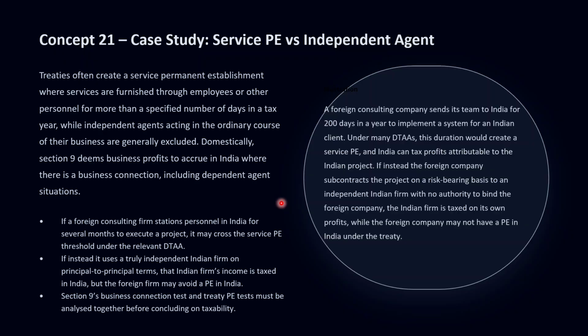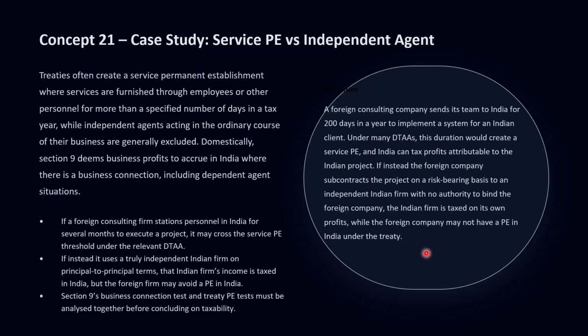if the same foreign firm appoints a genuinely independent Indian firm on a principal to principal basis, I mean with no authority to bind the foreign firm and bearing its own entrepreneurial risk, so that Indian firm is taxed in India on its own business profits, and the foreign firm may avoid having a PE here. So this is a very important concept, guys.